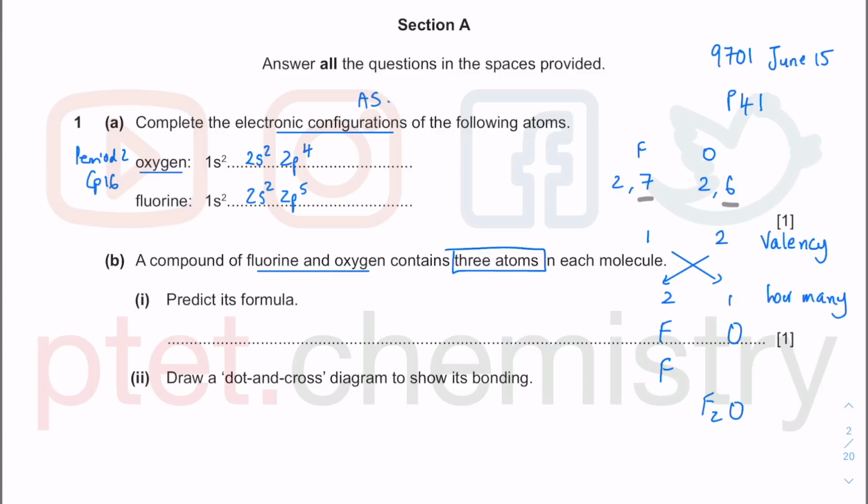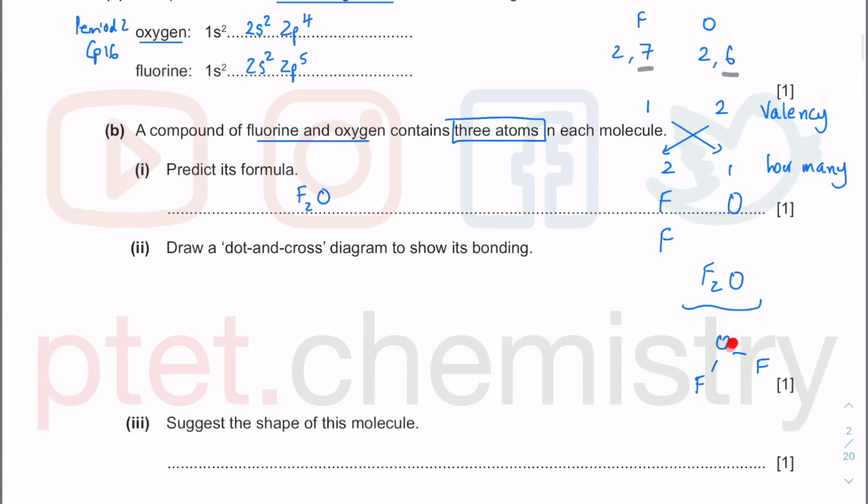Before I do the dot and cross, I'm going to draw the displayed formula. So it looks like water. Instead of hydrogen forming a single covalent bond to oxygen, you have fluorine, the group 17 halogen, forming a single covalent bond to the group 16 oxygen there. So predicting its formula, F2O, and drawing the dot and cross, this is not dot and cross, this is simply a displayed formula. Looking at the single covalent bond, that is a dot and a cross.